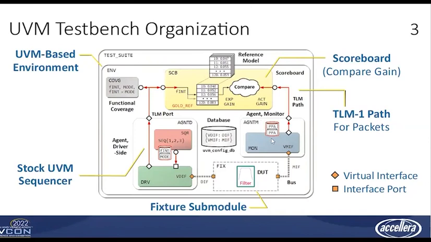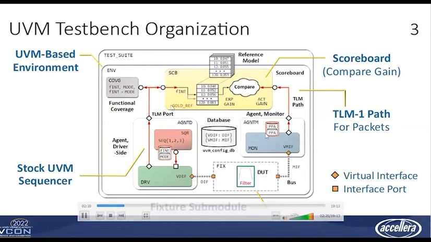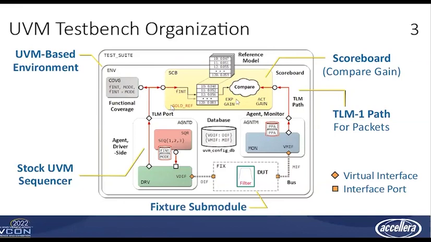And over standard TLM pathways, we send these packets on up to the scoreboard, whose job is to compare the actual transfer gain, measured down here, versus the expected transfer gain looked up from a SPICE reference model. This is a set of 8 lookup tables generated from SPICE. Since we're applying purely random inputs to the DUT, there's no guarantee that we've covered all the operating scenarios. So we've got a coverage object to gather metrics, and we'll see if we can hit 100%.